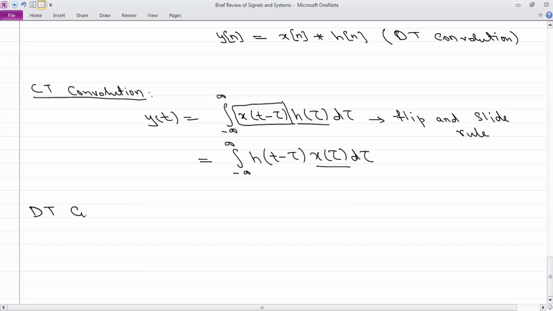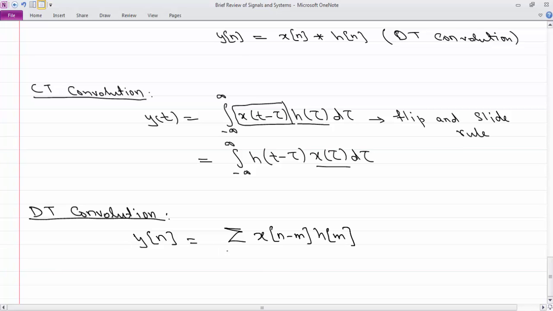The discrete time convolution also has a very similar expression where all the continuous time things are replaced by their discrete time equivalent. So you have output y of n. The equivalent of integration in discrete time is summation. So you get summation instead of integration, but the rest of the thing stays the same. So you can have, for example, x of n minus m, h of m, and you are going from m from minus infinity to infinity.